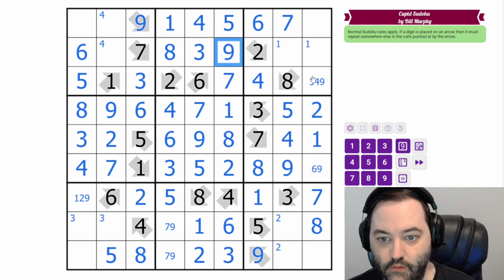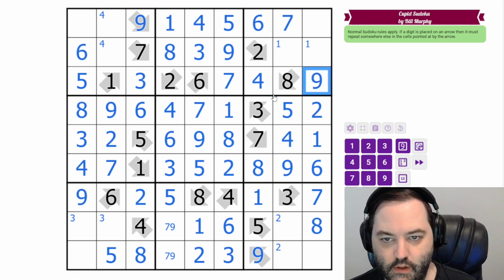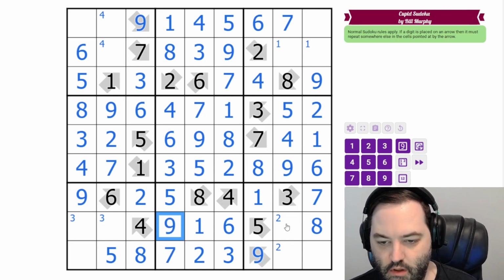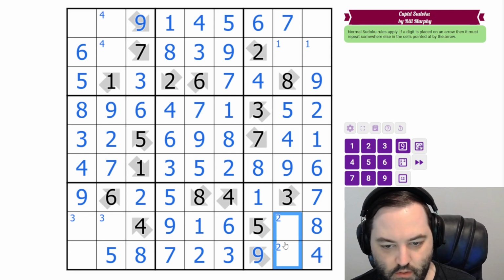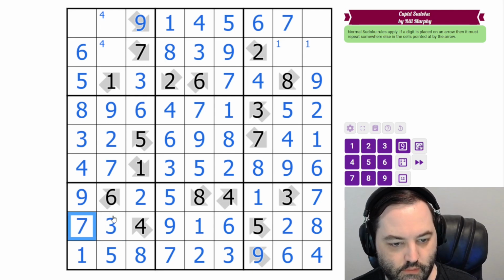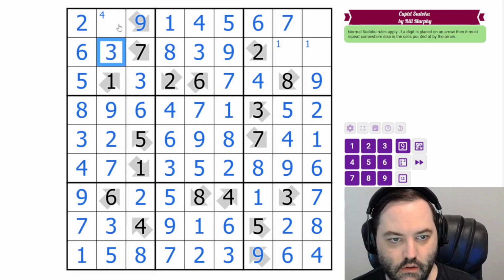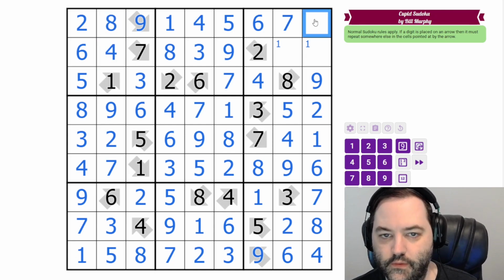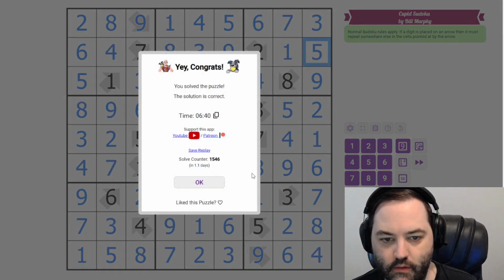That resolves our 5, 9 here. 6. This is 9 as well. This is 9. And the 9 here. And now we should be just cleaning up. So 4 here, 2 and 6 go in that order. This is a 1 in the corner, 3 and 7. This is 2. We need 4 and 8. And then this is a 3 in the corner, and 1 and 5. That's the solution.